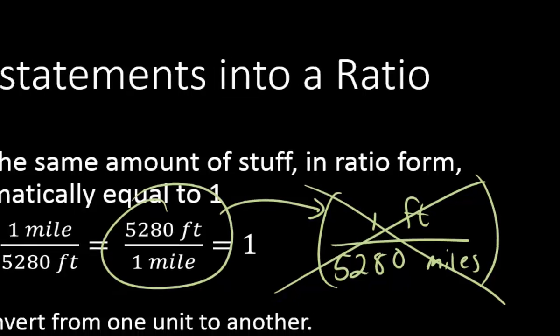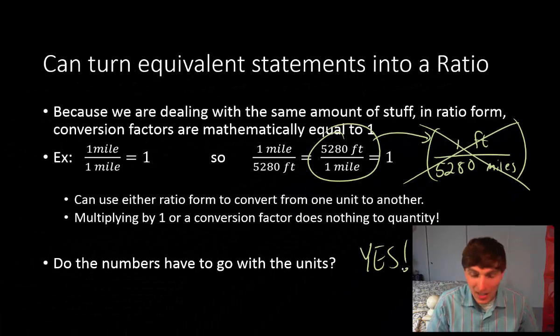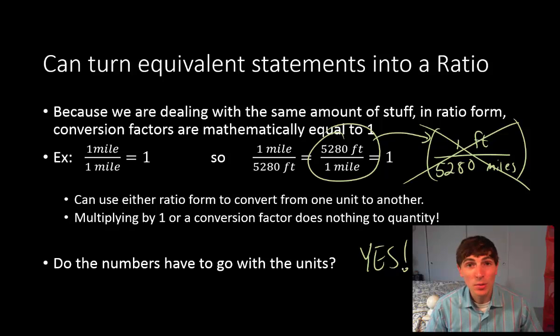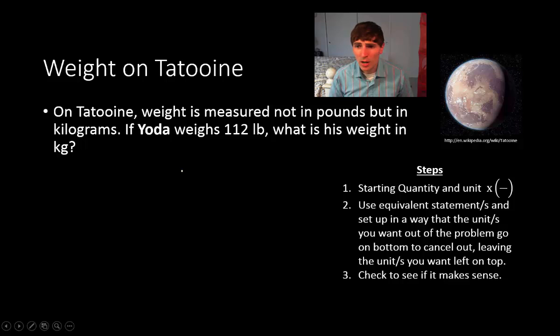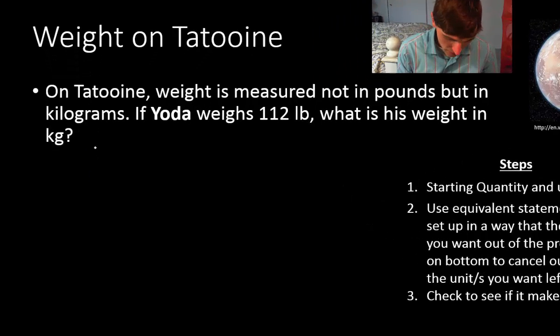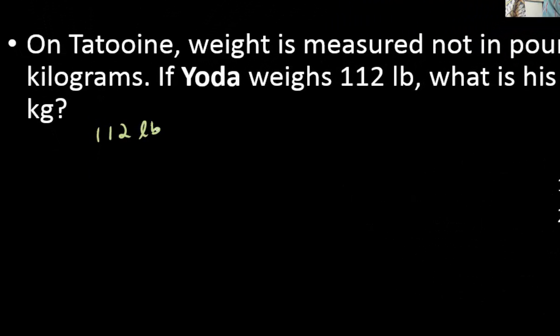Do the numbers have to go with the units? Absolutely. If the numbers don't go with the units from the equivalent statement, then you've made a statement that isn't really equal. It's not really true. And you always want to double check as you're writing these down which way you're writing it so that they do in fact make sense. So let's go back to our example. We want to figure out what is Yoda's weight in kilograms. A way that we could write this out is his weight, 112 pounds, is equal to question mark how many kilograms.